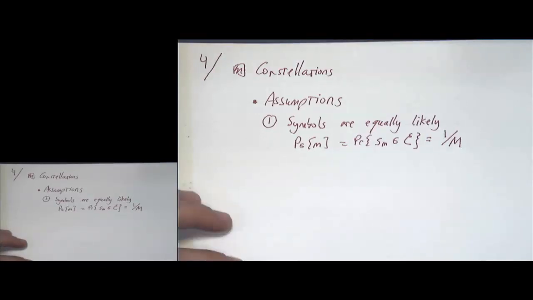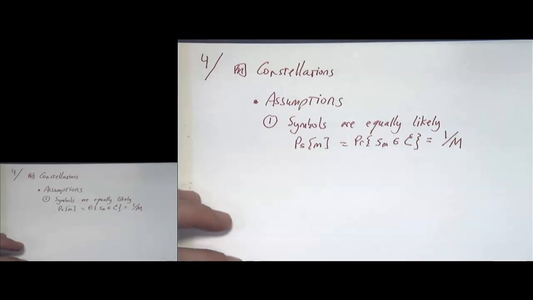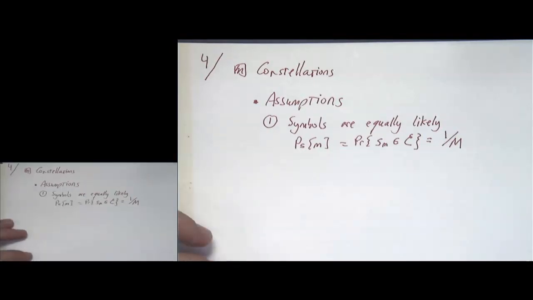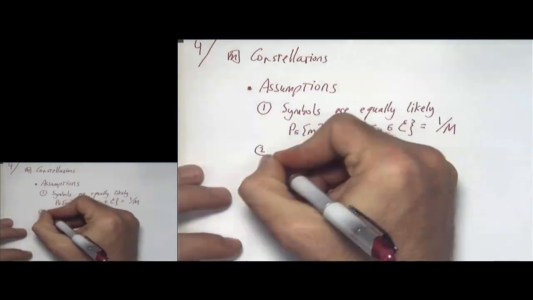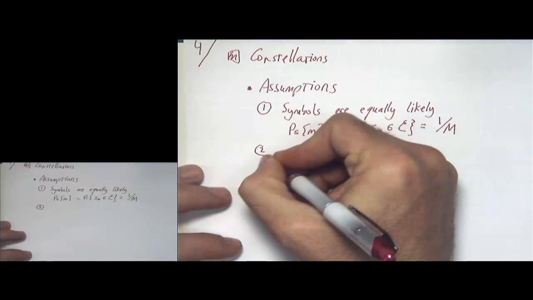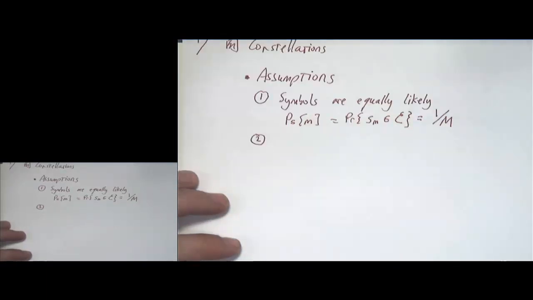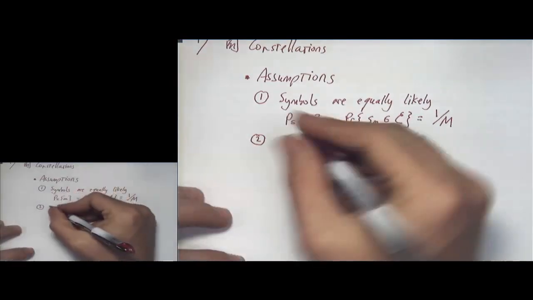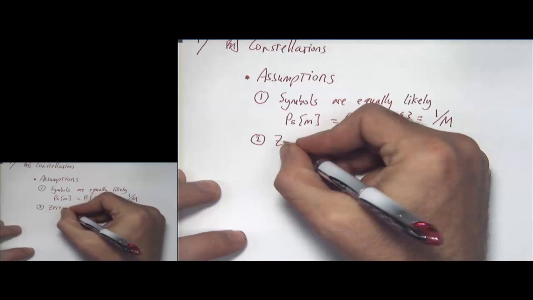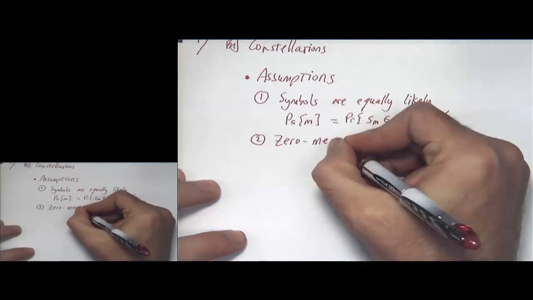And the performance difference in theory between non-equally likely and equally likely is pretty small, and also it's hard to implement the DSP if they're not equally likely. It introduces a whole bunch of complications. So we're always going to assume this, and most books will also assume that without even telling you, so that's not a big deal. Now the second one is that we're going to assume the constellation is zero mean.